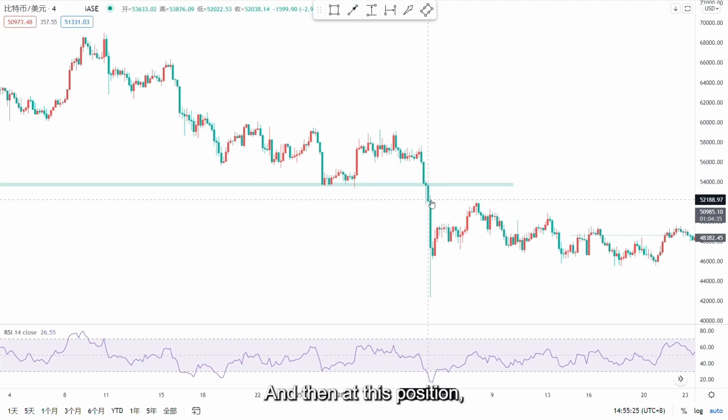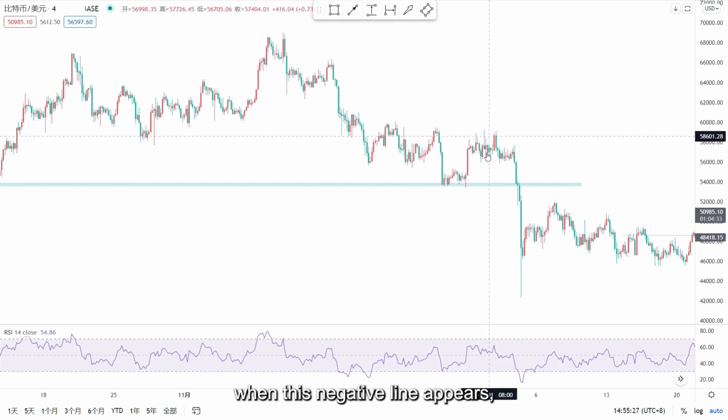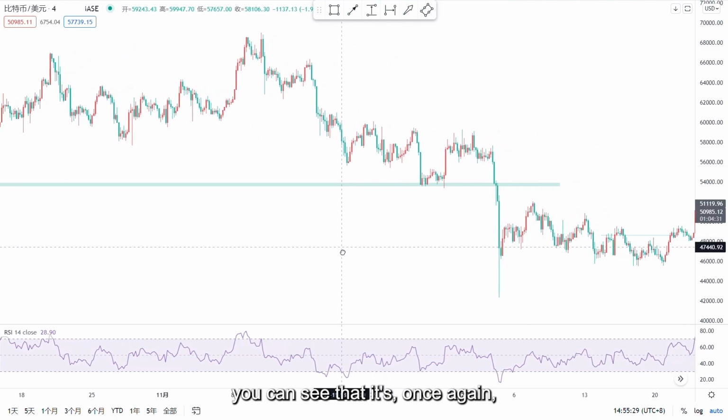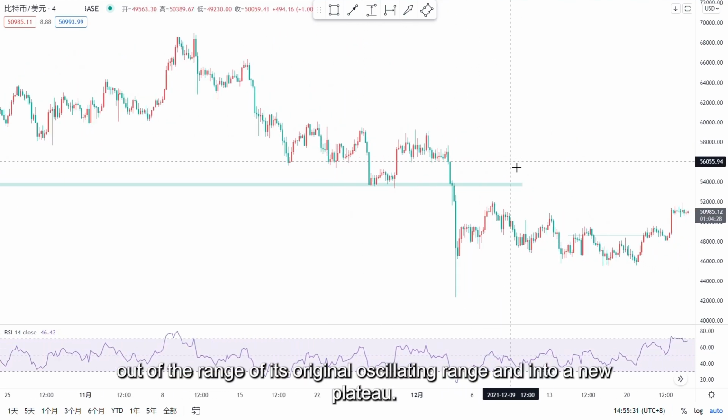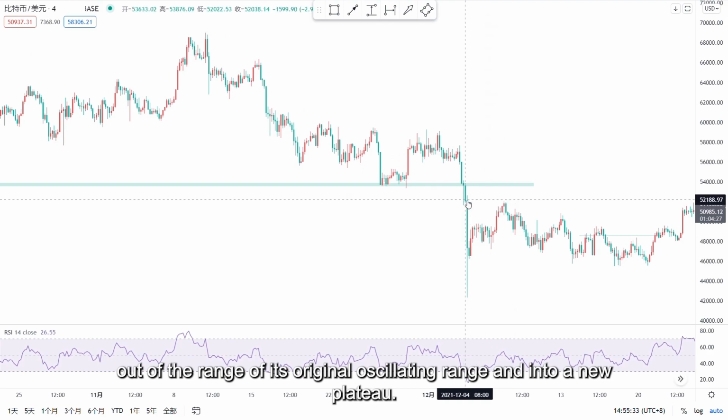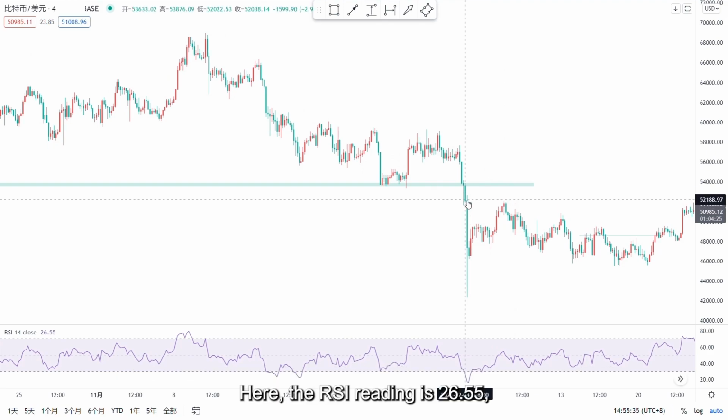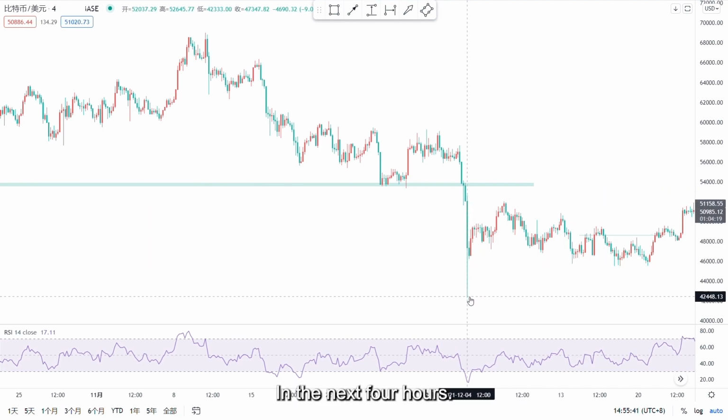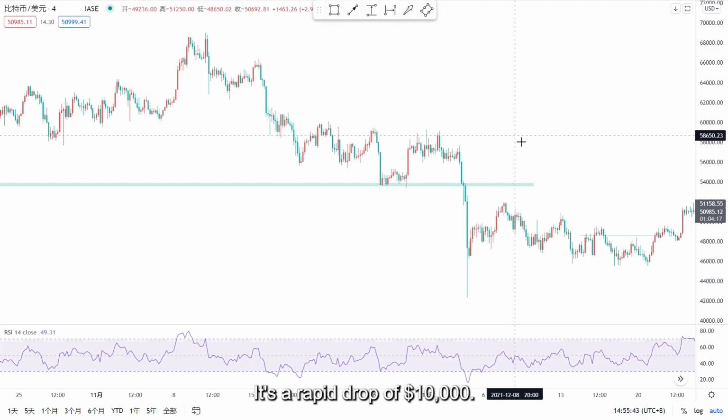And then at this position, when this negative candle appears, you can see that it's once again out of its original oscillating range and into a new plateau. So here the RSI reading is 26.55, but again it's a very steep drop, and in the next 4 hours, it's a rapid drop of $10,000.